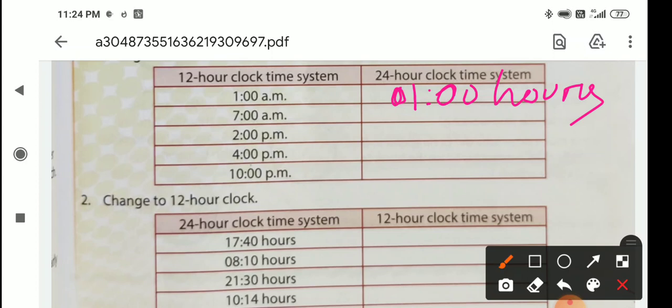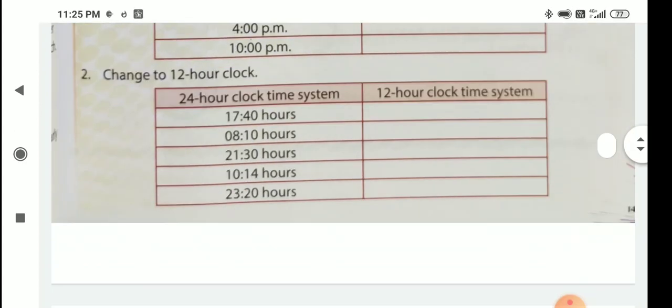Then 7 AM means 7 hours. 2 PM. Here 2 PM is given, not AM. So here we add 12. 12 plus 2 is 14 hours. Then 4 PM. PM means here also we add 12. Then we get 16 hours. Then 10 PM. PM here given. So 10 plus 12 is 22 hours.